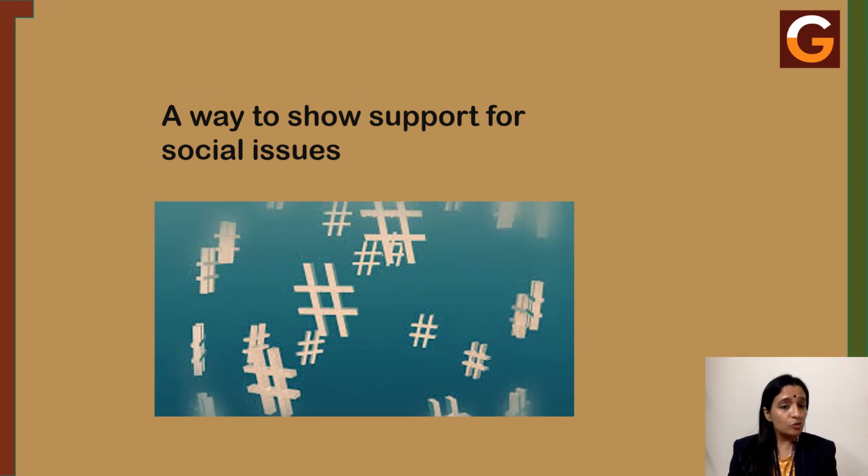A way to show support for social issues is using a hashtag that's connected to an issue beyond your brand. It is a way to mobilize behind an important cause or issue. For example, #EachForEqual and #IWD2020 were used across social media platforms, including LinkedIn, on International Women's Day.